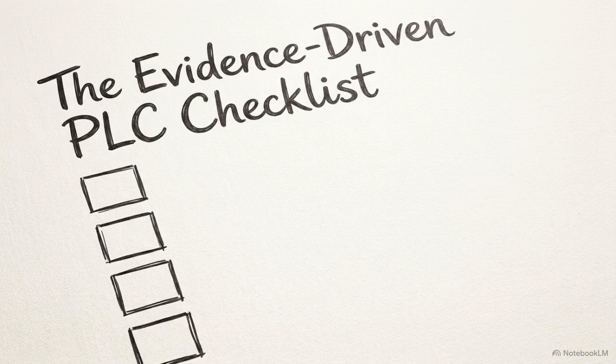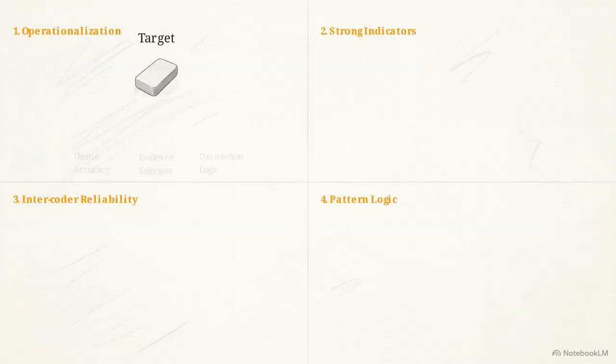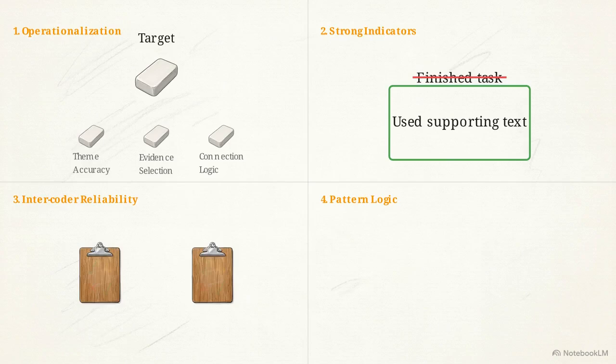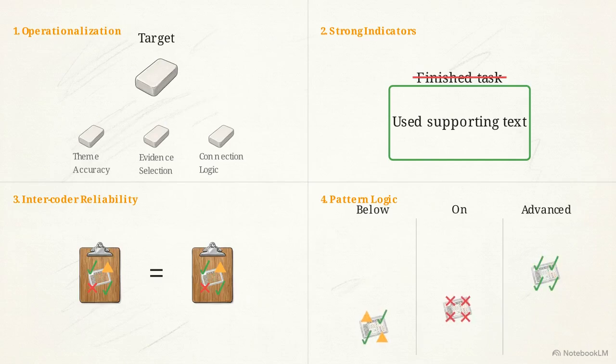To make this work in your own collaborative teams, follow this 4-step checklist. Step 1. Operationalize your target into 3 to 5 observable skills. Step 2. Filter out weak indicators that only track task completion. Step 3. Calibrate your team against real student work to ensure intercoder reliability. Step 4. Group your students based strictly on the pattern logic.